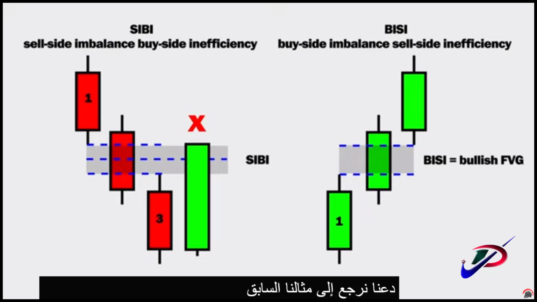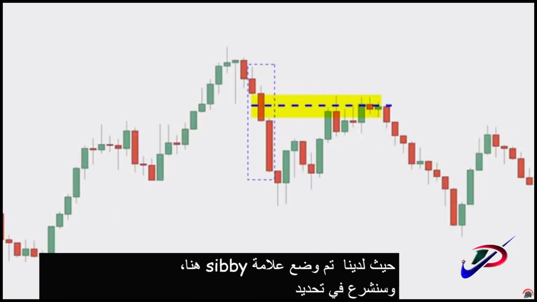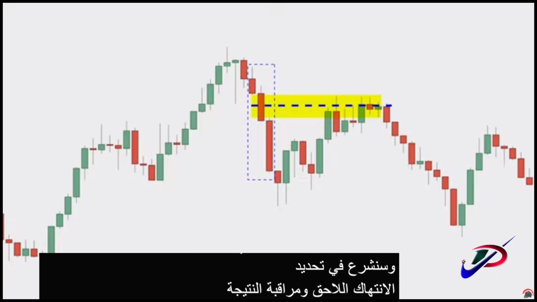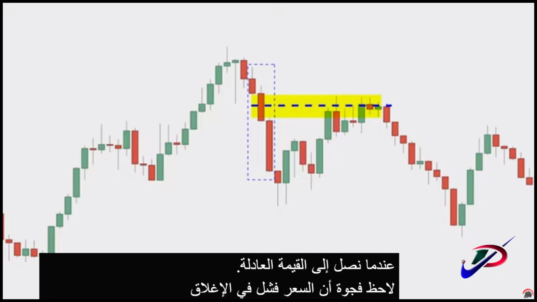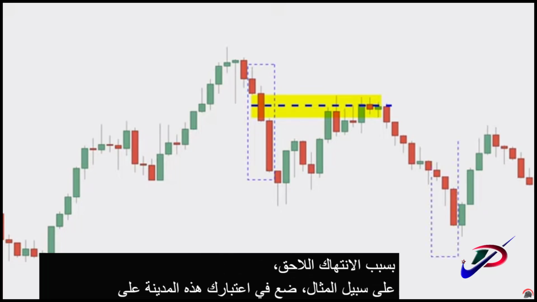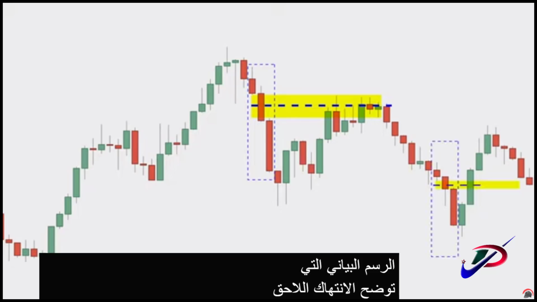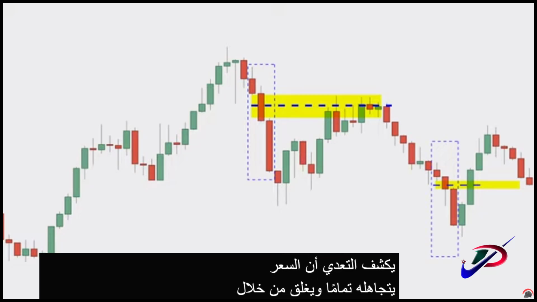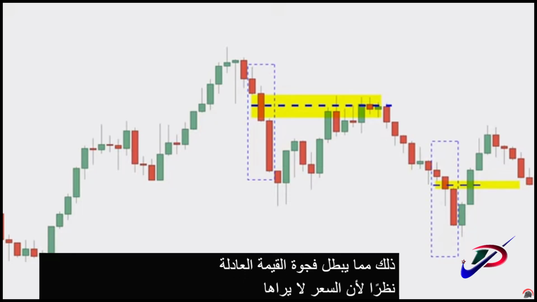Let's refer back to our previous example where we have a SIBI marked right here. We'll proceed to identify the consequent encroachment and observe the outcome. As we reach up into the fair value gap, notice that the price fails to close over the consequent encroachment. For instance, consider this SIBI on the chart. Marking out the consequent encroachment reveals that the price completely disregards it and closes right through. This invalidates the fair value gap since price is not respecting it.